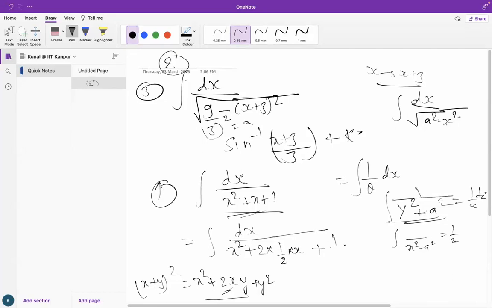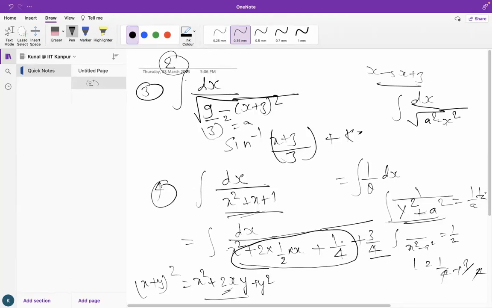So here we have to write the y square term, and we can write this 1 as 3 by 4, because we know that 1 is equal to 1 by 4 plus 3 by 4. We can write it as. So this is our perfect square term, and this is some a term which we can write into square form like x plus 1 by 2 whole square plus root 3 by 2 whole square. We can write it in this form.